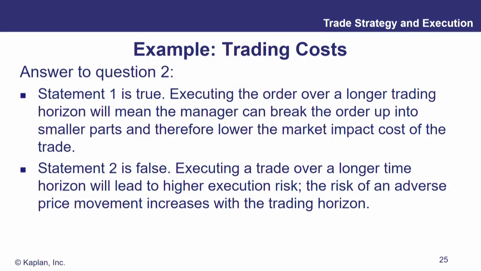Okay, so answer to question 2. Statement 1 is true. Why? If you execute the order over a longer trading horizon, it means I can slice and dice the order, and I can break it up into smaller pieces, and I can actually lower the market impact cost of the trade. So absolutely that is true. Now, why is statement 2 false? If you execute a trade over a long time horizon, well, that means you're going to have higher execution risk, or the risk of adverse price movements. So the longer you wait to trade, the higher execution risk that you face.